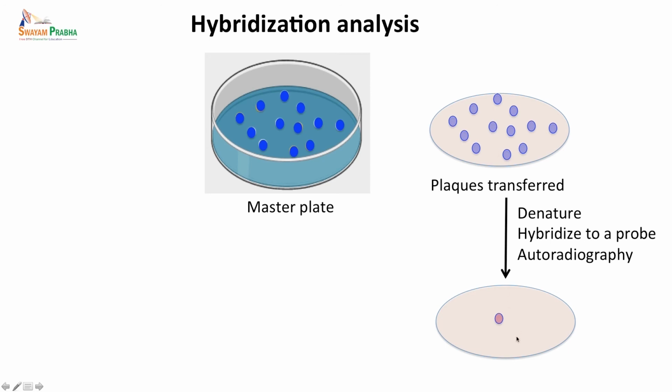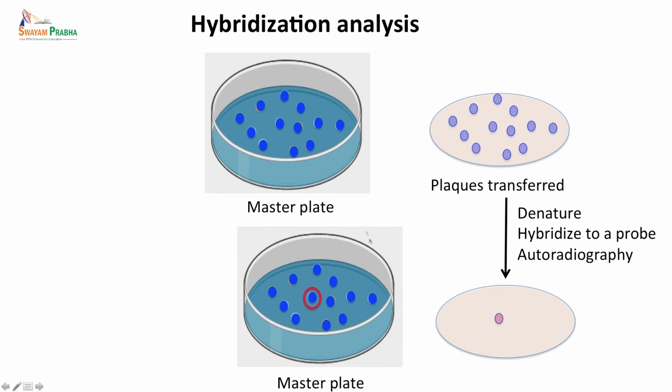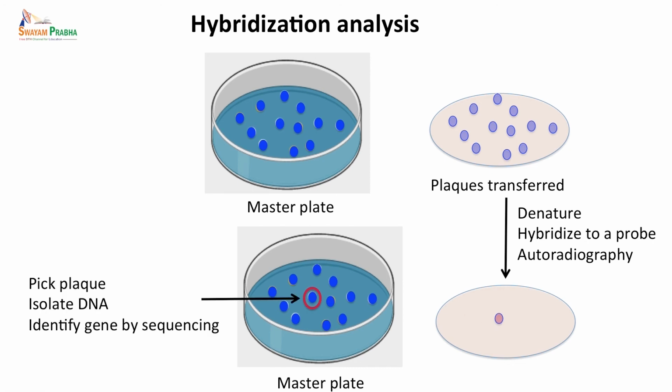the one. So now you align this nitrocellulose with the original master plate, and you know this is the plaque that contains the signal. So you go ahead and you pick this plaque from the master plate, which will contain the bacteriophage with the desired DNA fragment. You isolate the DNA and then you identify the gene by sequencing.